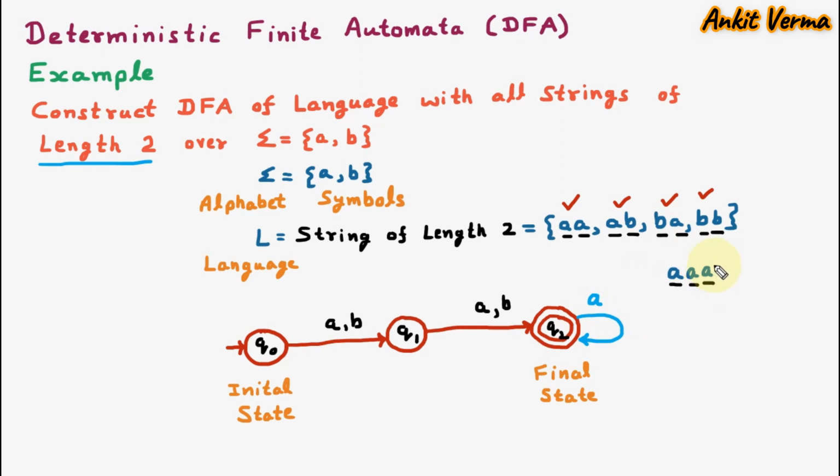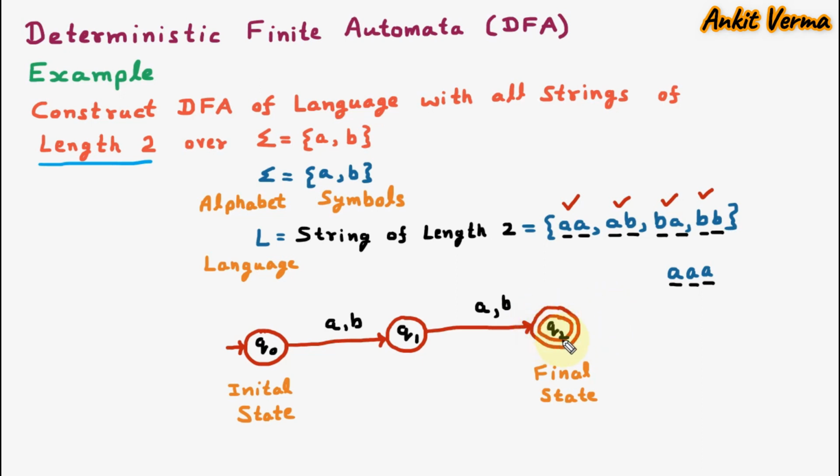This is wrong, because this string is of length 3 and this is accepted by the DFA, which is not right, because our DFA should only accept string of length 2. So this is not solving our purpose. We should try some other thing.